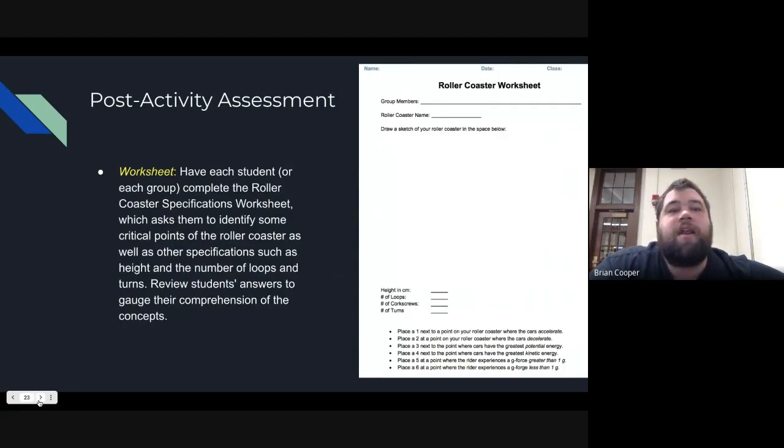And then you can have them do a worksheet. Have each student or group complete the roller coaster specifications worksheet, which asks them to identify some critical points of the roller coaster, as well as other specifications such as the height and the number of loops and turns. Review students' answers to gauge their comprehension of the concept. The roller coaster worksheet can be seen right here on the right-hand side.